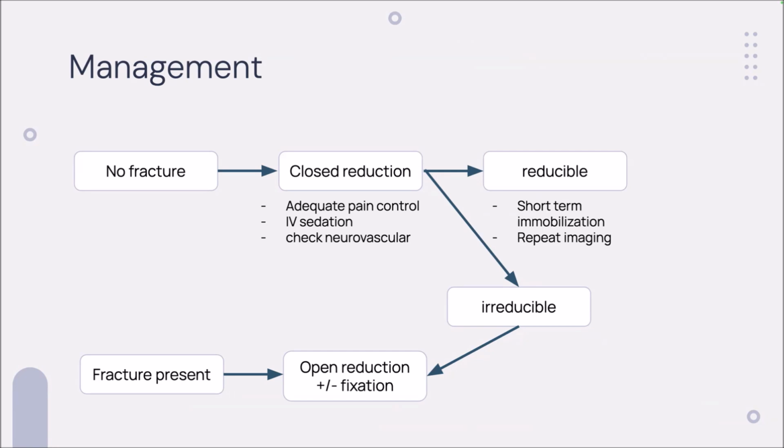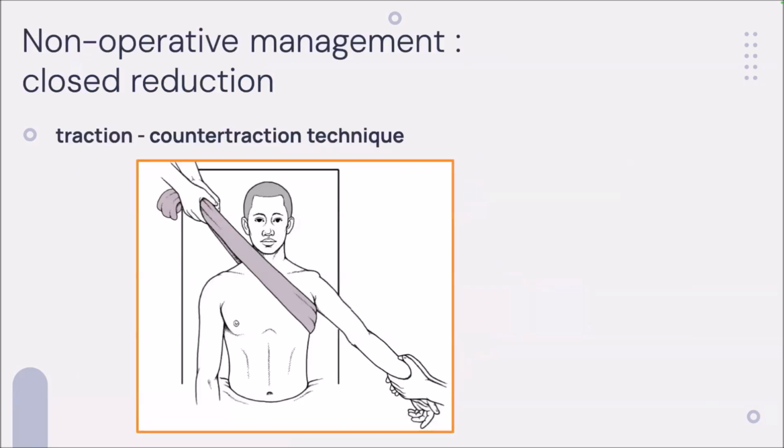So now talking about the reduction, we'll go to the closed reduction techniques. The first one is called the traction counter-traction technique. This is when the patient lies in a supine position and is given analgesic and sedation. The physician then holds the patient's dislocated arm and pulls with their body weight. This is called traction.